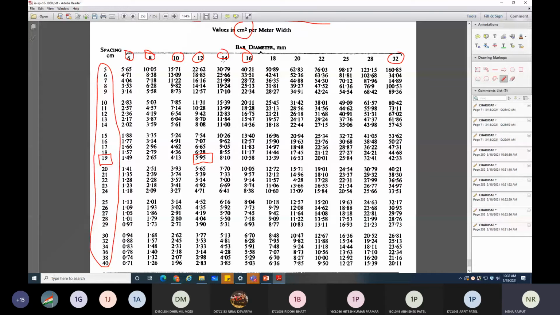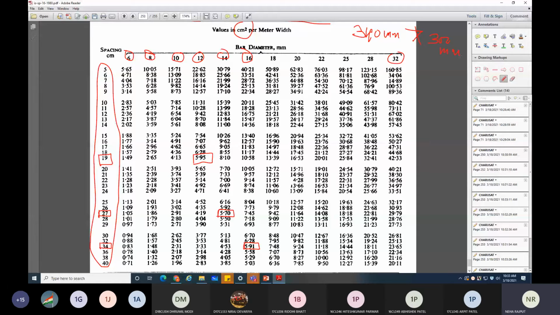If you wish, you can use 14 mm diameter also. So for 14 mm diameter, you can consider this 5.70. So that spacing is 27 centimeters, so 270 mm. If you wish, you can take 16 mm diameter. For 16 mm diameter, you can consider 5.91 over here, which is more than 5.68, and the spacing is 34 centimeter. But as spacing is 34 centimeter means 340 mm, as per codal provision in slab, your spacing should not be more than 300 mm for the main bar.